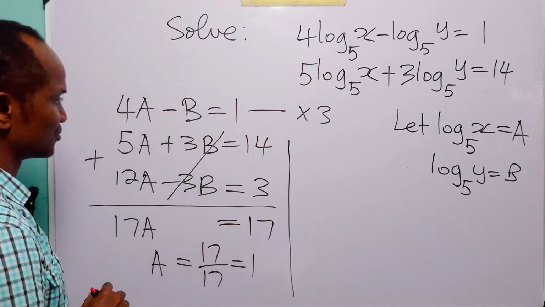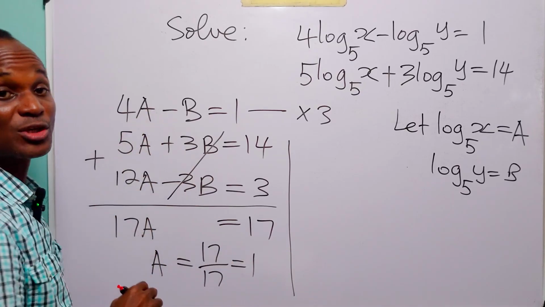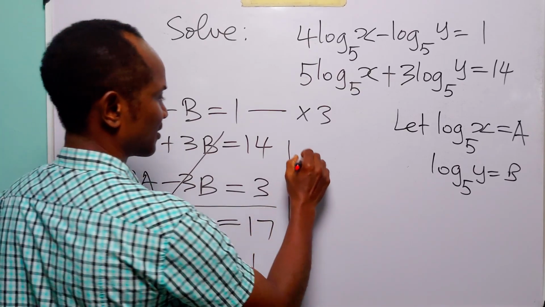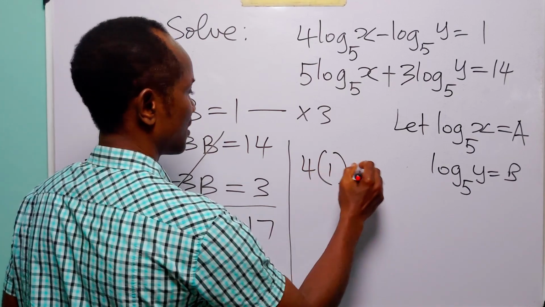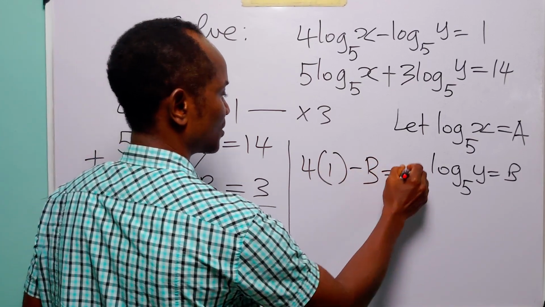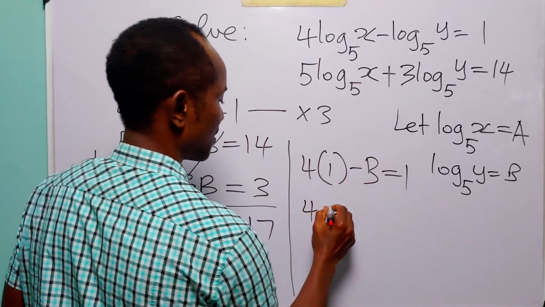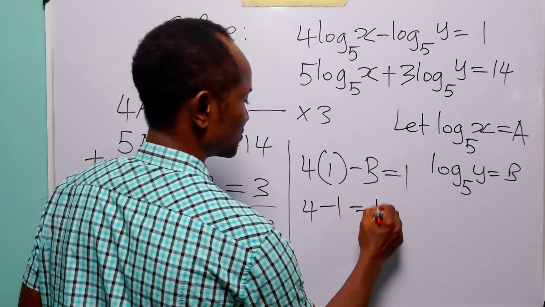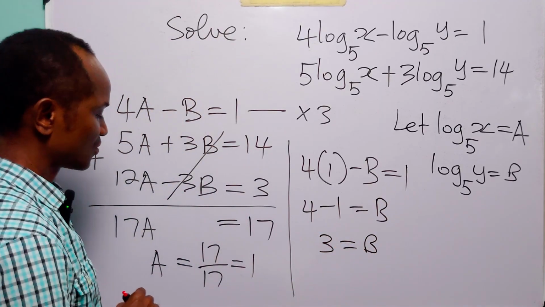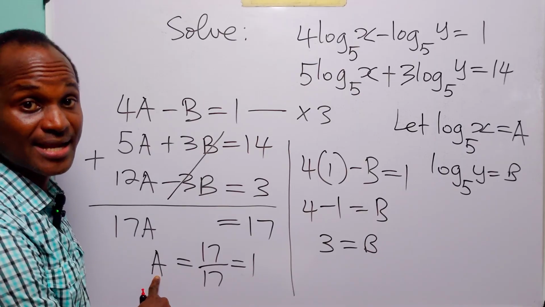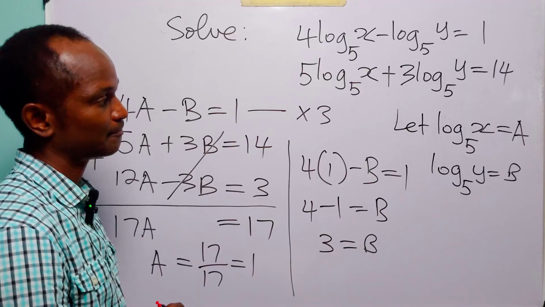Now the next thing we are going to do is to substitute this value, that is 1, for a into equation 1. So we have that 4 times a, which is now 1, minus b is equal to 1. From here we have that 4 minus 1 is equal to b, and we have that 3 is equal to b. So now we have found the value of a to be 1, and we found the value of b to be equal to 3.